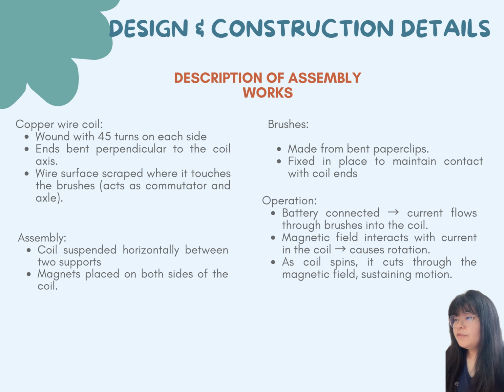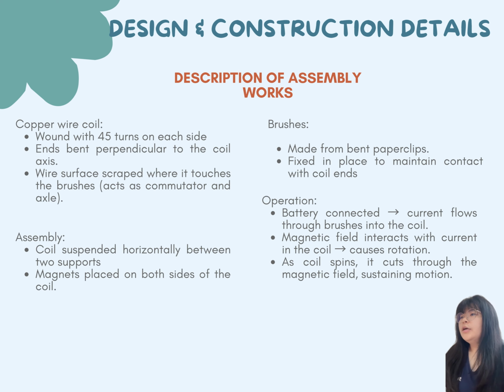For the description of assembly works, the copper wire was wound into a coil with 45 turns on each side. Each end of the wire was bent perpendicular to the coil axis, while the wire surface that touches the brushes was scrubbed.